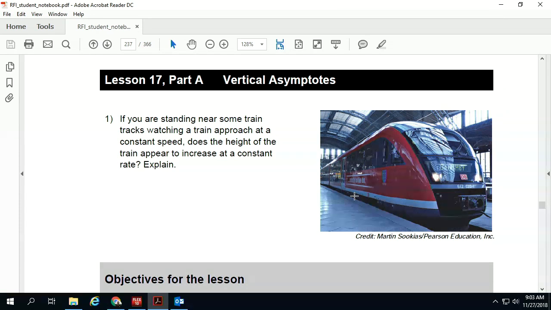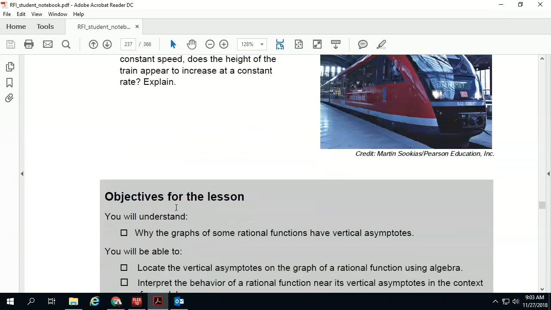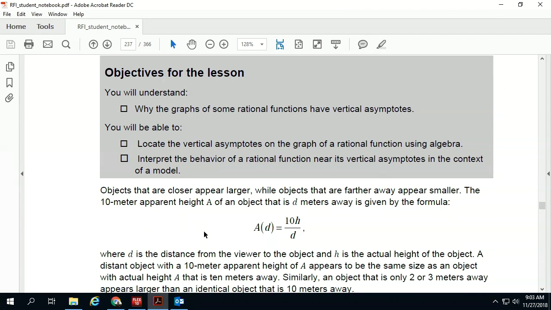Okay. Let's look at the formula that they give us for an object. Objects that are closer appear larger, while objects that are farther away appear smaller. If you talk about the 10-meter apparent height, so A stands for apparent height, of an object that is d meters away, you get the apparent height is 10 times its height divided by its distance. Now that's for an object that's 10 meters away. Obviously, you can have objects at any distance away.